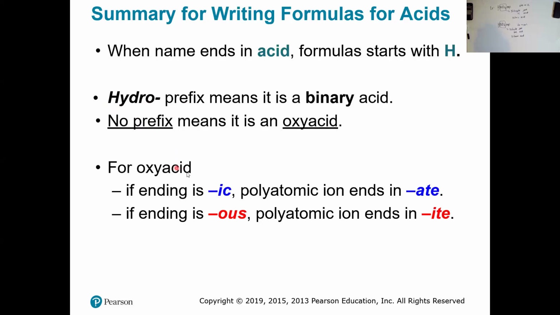If you have an acid that does not have hydro in its name, then you know it will be an oxyacid. It has to be. If the ending of your oxyacid is IC, it's going to be a polyatomic ion that ends in ATE. So it's just the reverse logic of what we just did. If the ending of your acid is OUS, then the polyatomic ion that it came from ends in ITE. And you'll be able to work backwards to create the formulas for that.